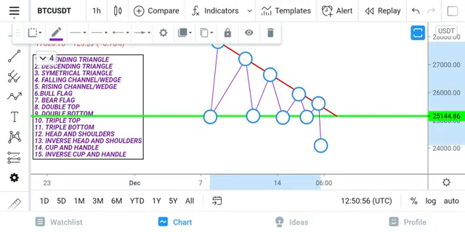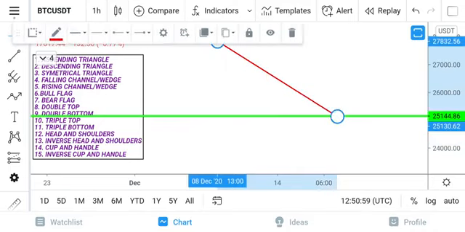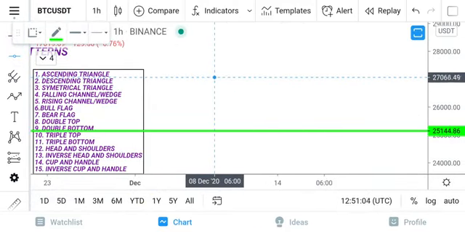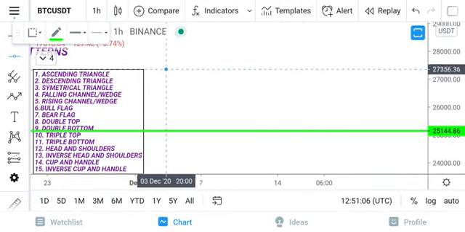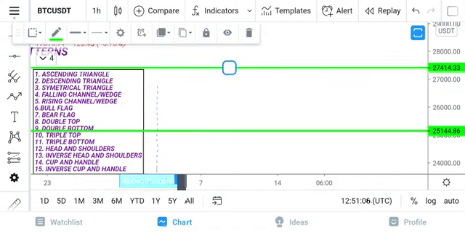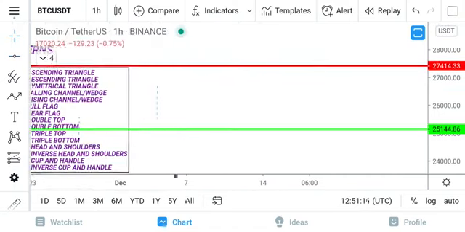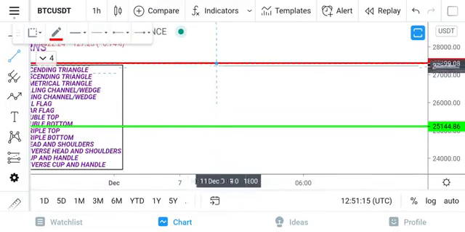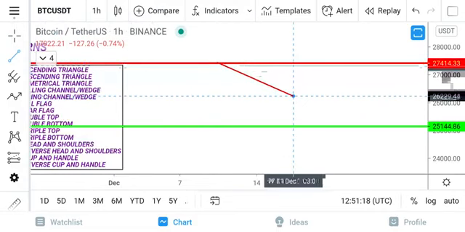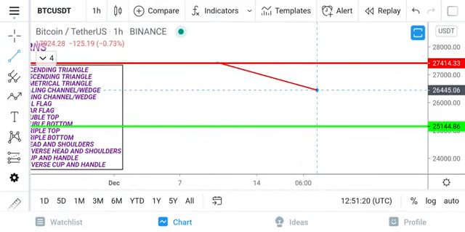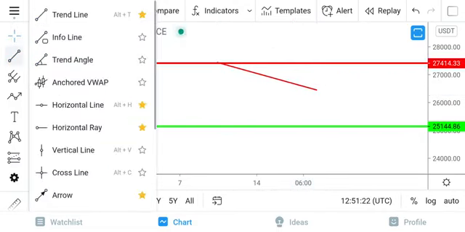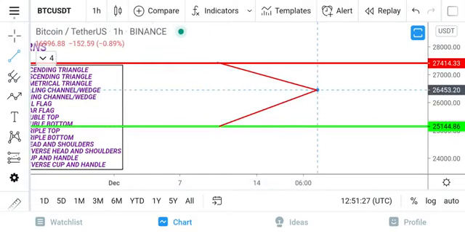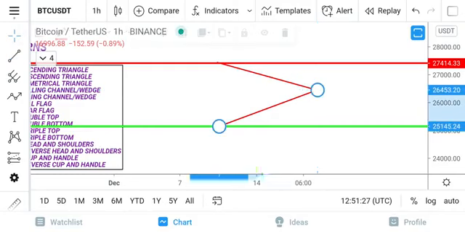So another chart pattern I'm going to talk about is the symmetrical triangle. A symmetrical triangle is another form of triangle, where the price is going to form symmetrically. It means it's going to form like this.